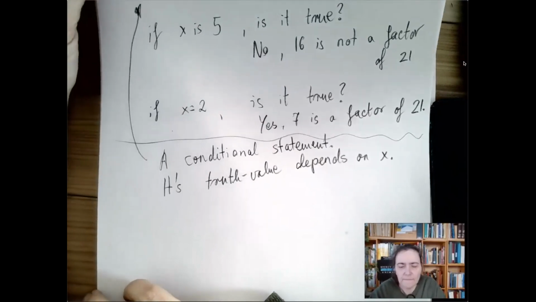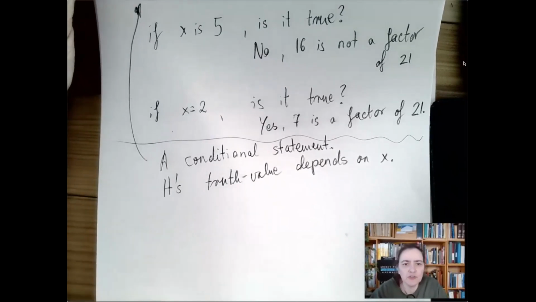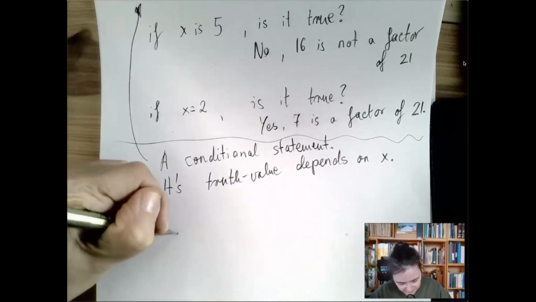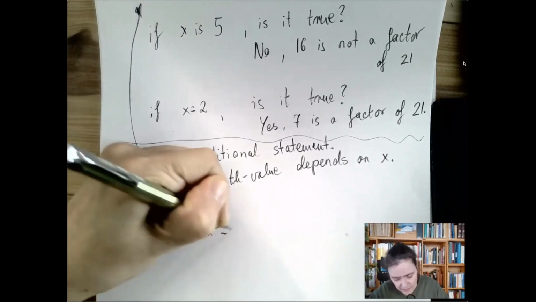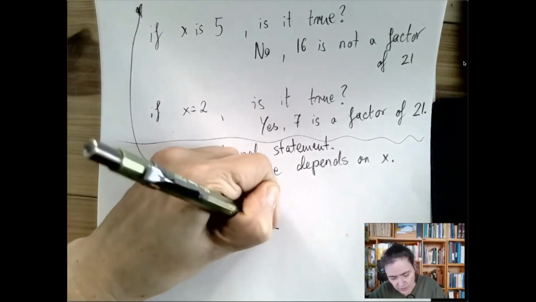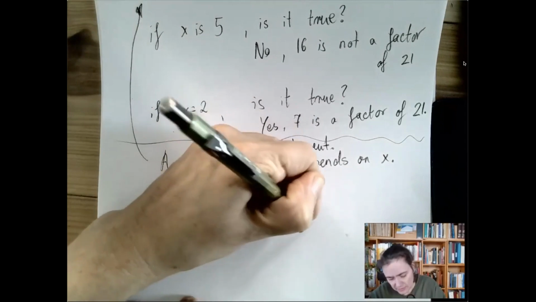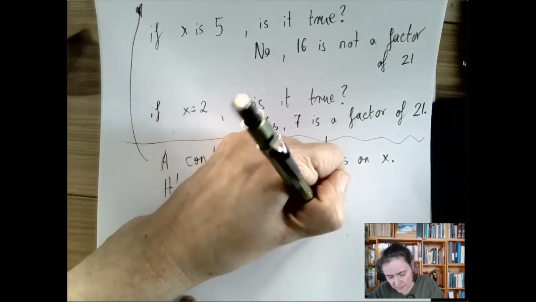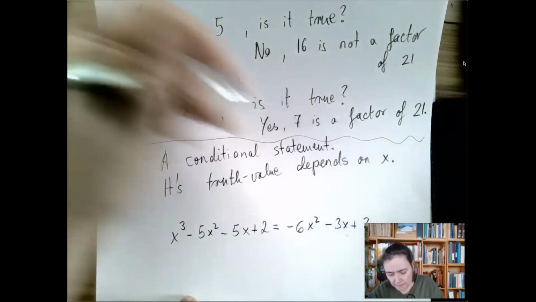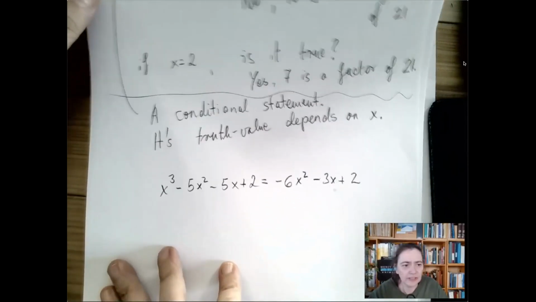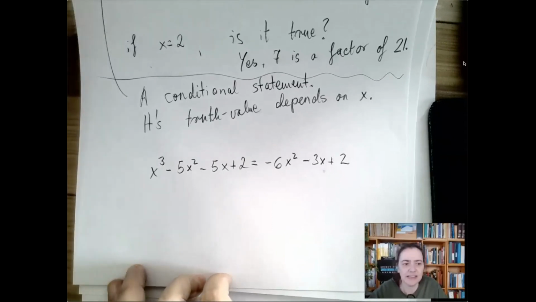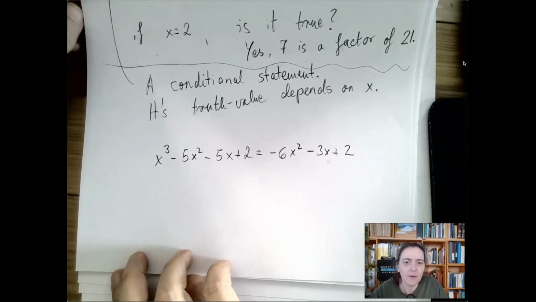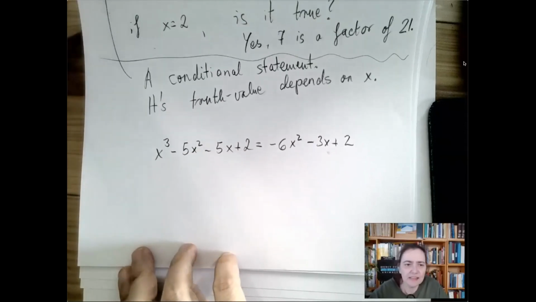Okay, so now I'm going to show you an equation. X cubed minus 5x squared minus 5x plus 2 equals minus 6x squared minus 3x plus 2. It is intentional that this is an equation you cannot solve in your head. That's intentional, because what we're going to practice now is checking if a number is a solution of an equation or not.